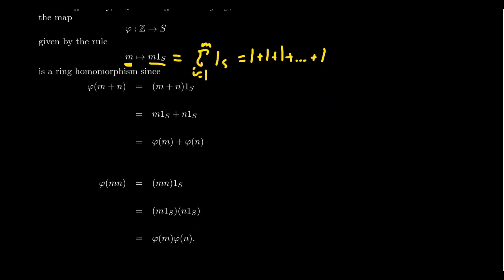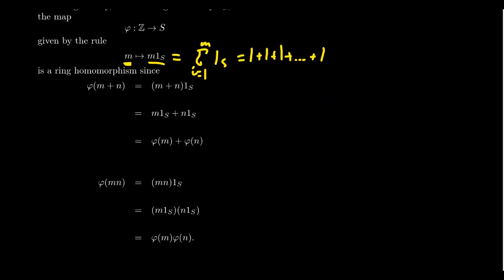So let's consider, why is phi with this rule a ring homomorphism? We consider addition. You take phi of m plus n, you're going to get (m plus n) times 1, for which the distributive property applies in this situation, for which we get m1 plus n1, but that's just phi of m plus phi of n. So this is an additive homomorphism.